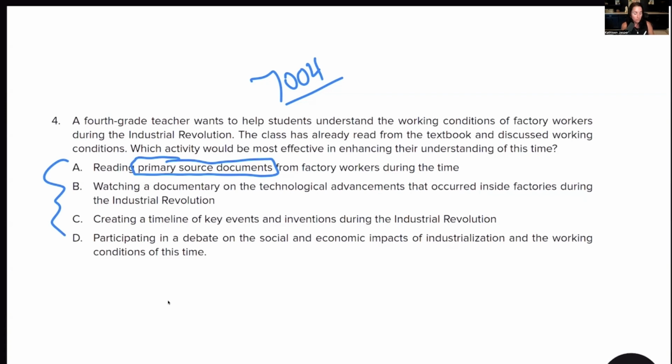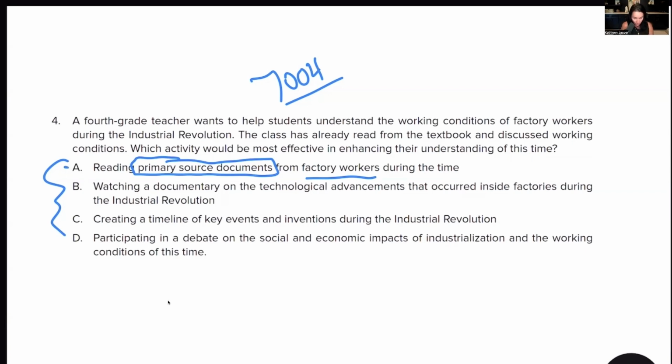And a primary source comes straight from the person who lived the experience. So if we're reading primary source documents from factory workers during a certain time, it might be letters, it might be some sort of correspondence. That's going to tell you exactly what that person was going through because it came straight from that person's mouth. A secondary source might be the textbook telling you about that factory worker or what was going on there. But the primary source is straight from the person experiencing it. So I like A. Anytime I see primary source or a combination of primary and secondary, I'm going to put a little dot by it.